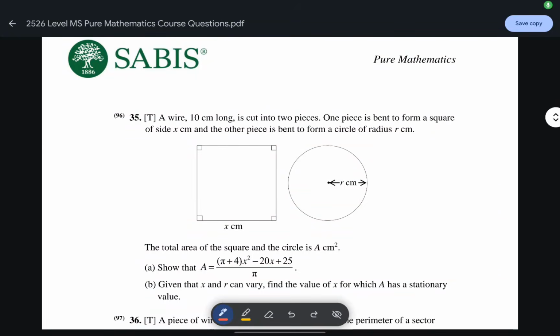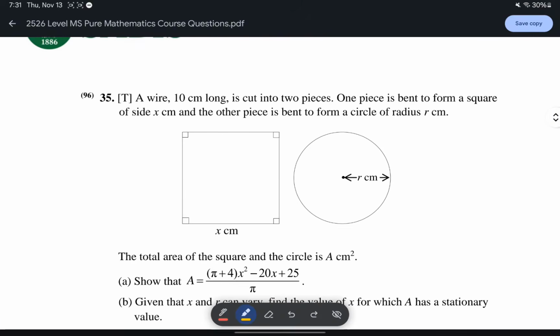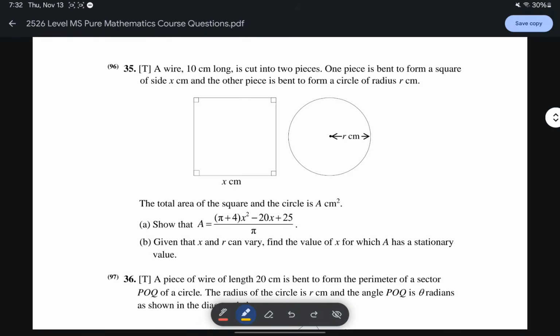This is number 35. A wire 10 centimeters long is cut into two pieces. One piece is used to form a square and the other is used to form a circle. So we have a wire, which is 10, that makes both of these shapes. They're asking: the total area of the square and the circle is A.